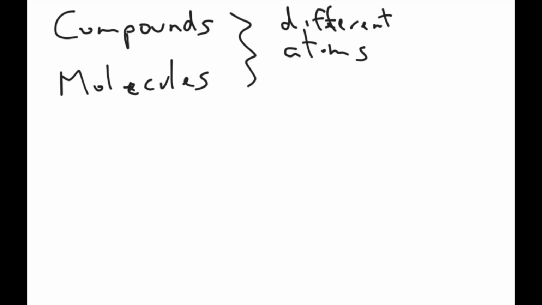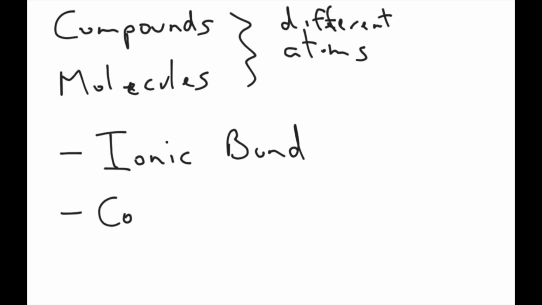The next definition we're going to learn about is the type of bond that holds atoms together to create a compound or a molecule. And our two main bonds that we deal with are an ionic bond and a covalent bond. And the covalent bond can be broken down into subsets as well, different types of covalent bonds. But these are your two main ones.